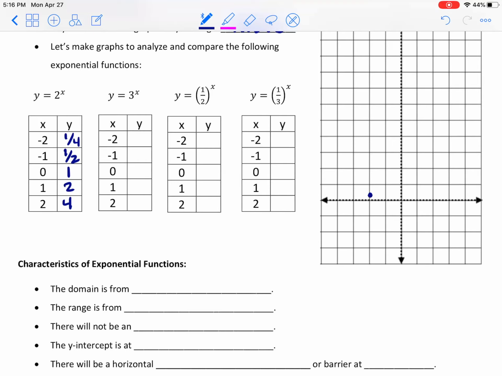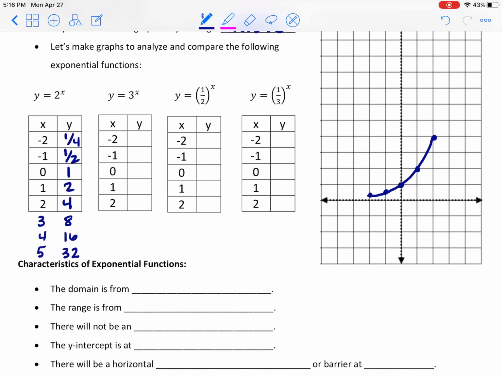2 to the first, we don't need a calculator for that. 2 to the first power is just going to be 2. And then 2 squared is going to be 4. All right, so let's try to make this picture. If I go here, negative 2, we have a point at a 4th, maybe up here-ish. Negative 1, we're up a little higher to a half. 0, we go up to 1. 1, we go up to 2, and then 2, we go up to 4.